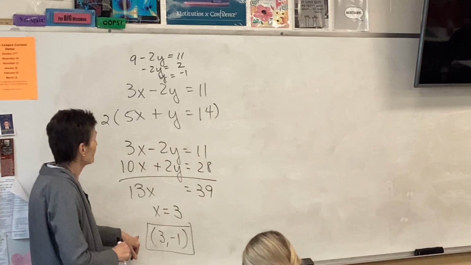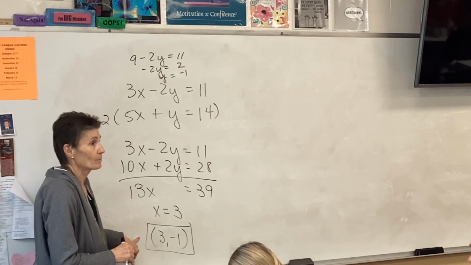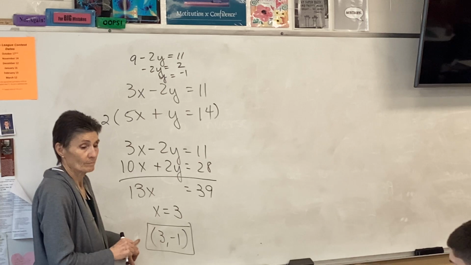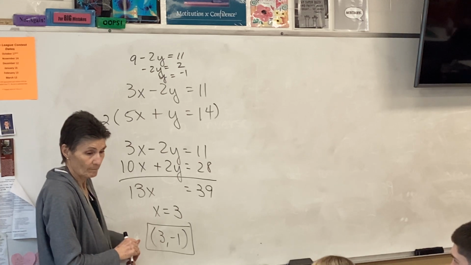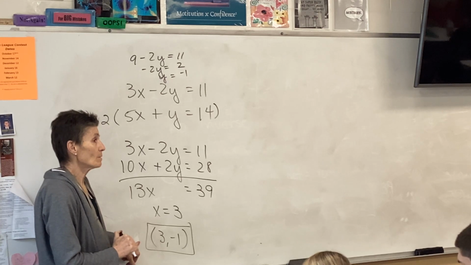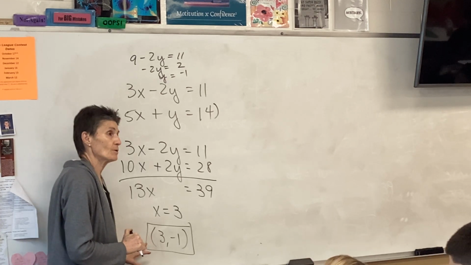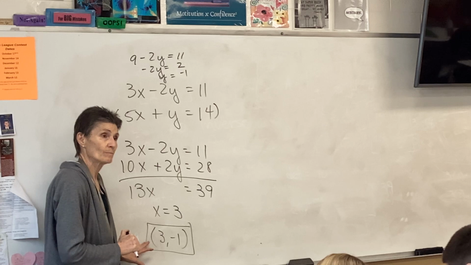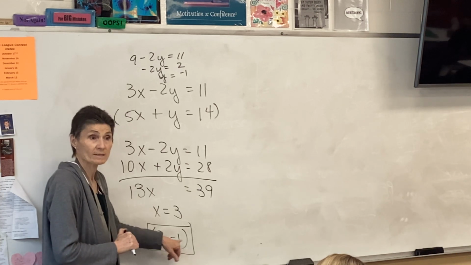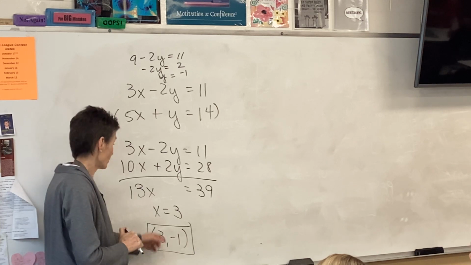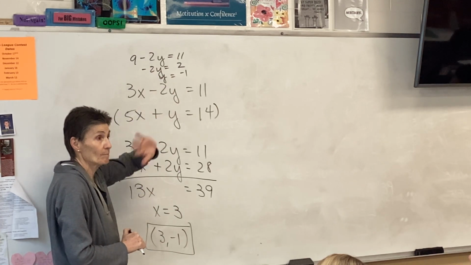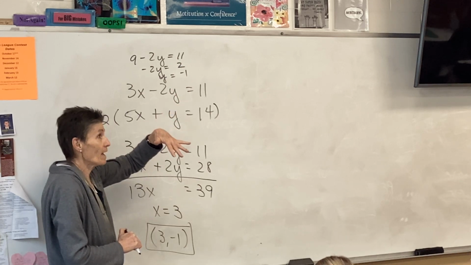Here's what I got, but I could have made a mistake somewhere. What you got? So remember that we write our answer as an ordered pair and make sure you have the numbers in the right order. So X, Y. So my X was 3, my Y was -1 when I plugged it back in. Okay, you good with that?